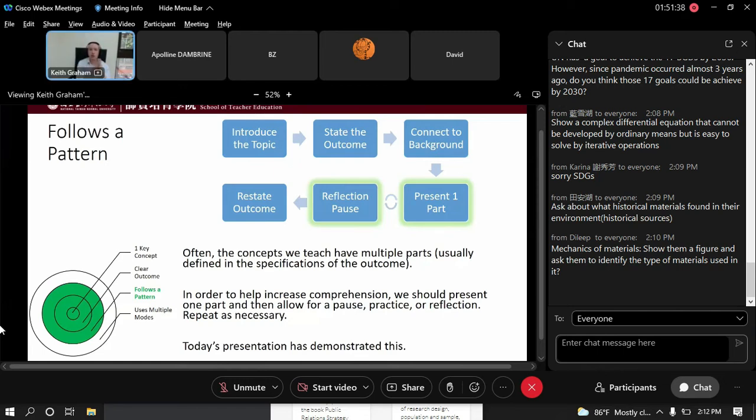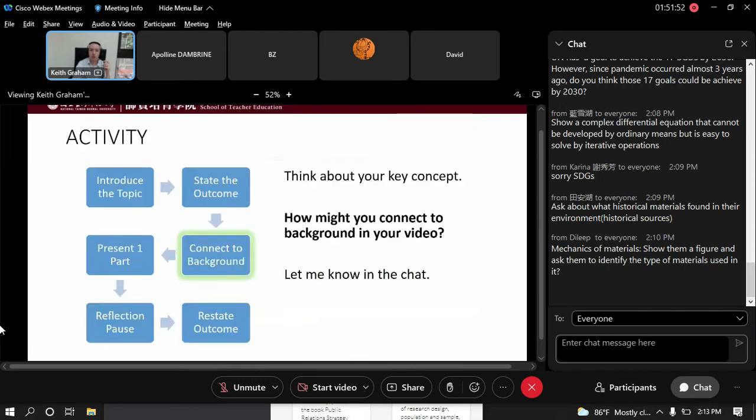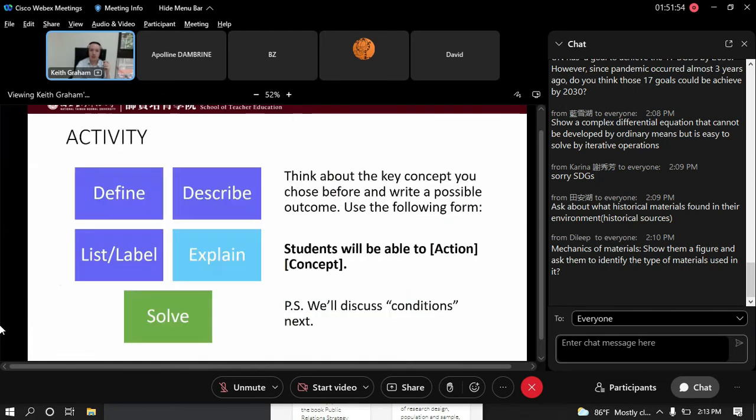And while I don't know that I did a very good job of connecting to background in today's workshop, I think what I have done is I have demonstrated this concept about present one part and reflect. And I want to go back so that you can kind of see this.